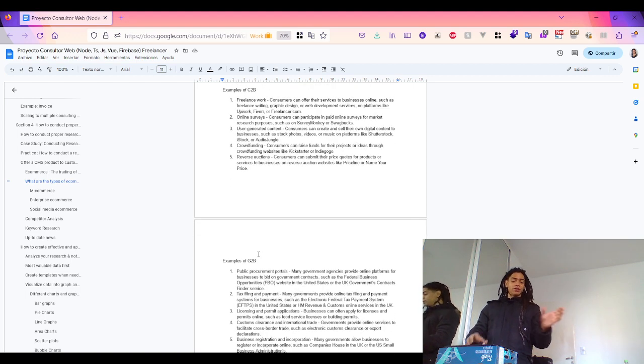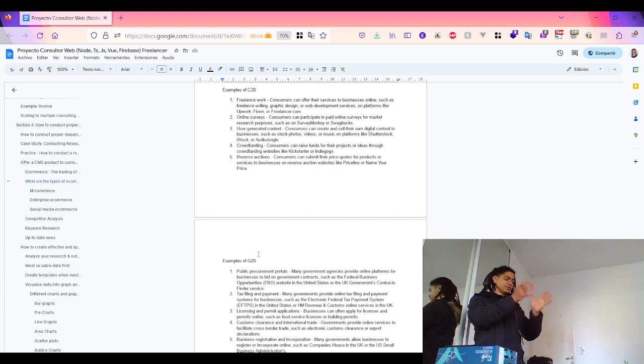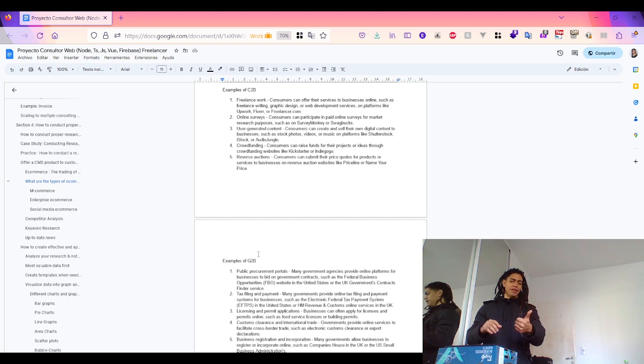Now, from the government perspective, when it comes to business, they offer things like public procurement portals, so businesses can bid on government contracts, like FBO, the Federal Business Opportunities in the US, or the UK Contracts Finder service. You also have business registrations, tax filing and payment systems, permits and applications, such as food licenses or building permits, as well as international trade and customs clearance, such as electronic customs clearance or export declarations.